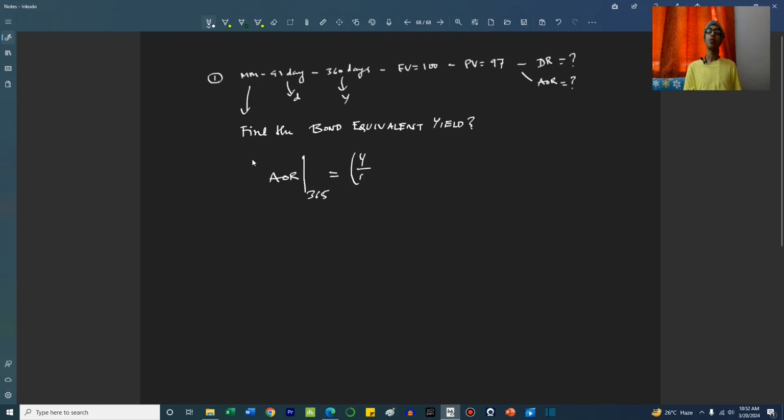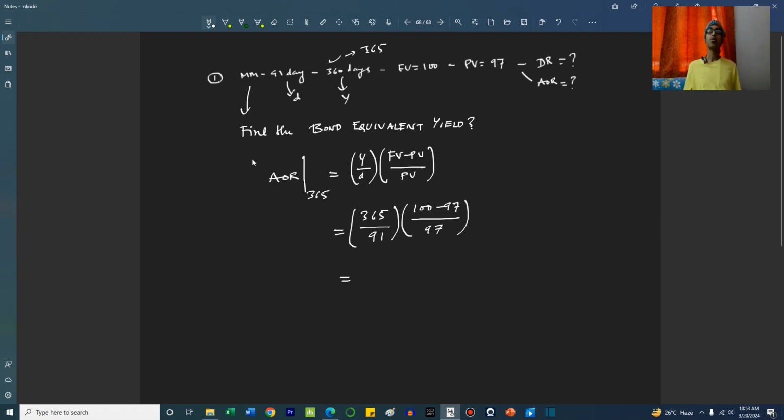Add-on rate we have known, y by d into FV minus PV by PV. Here instead of 360 we use 365. So this is 365 by 91 multiplied by 100 minus 97 divided by 97. Let's calculate it.